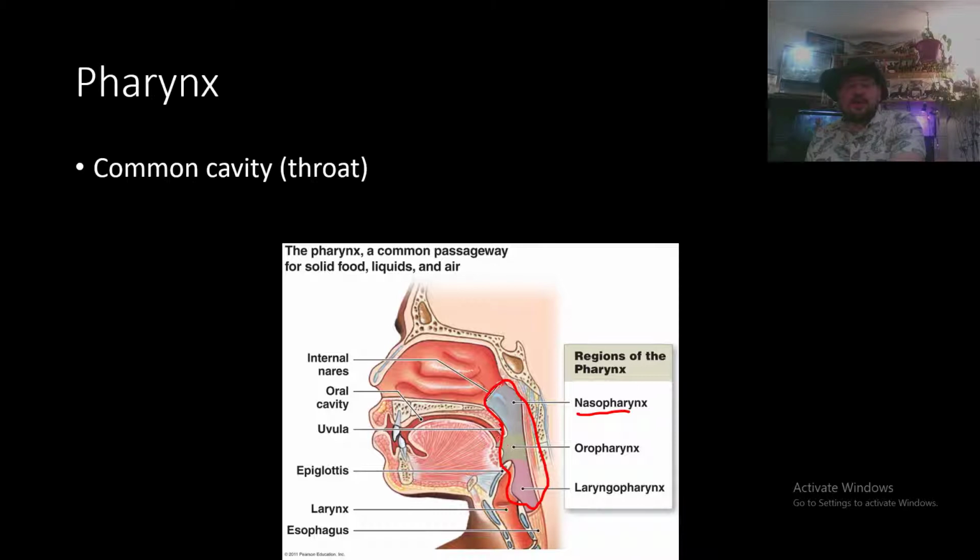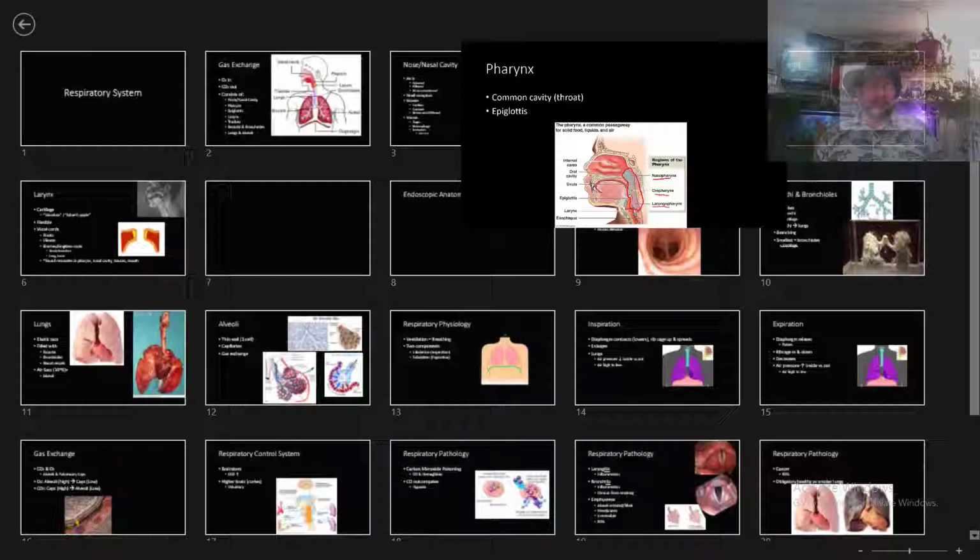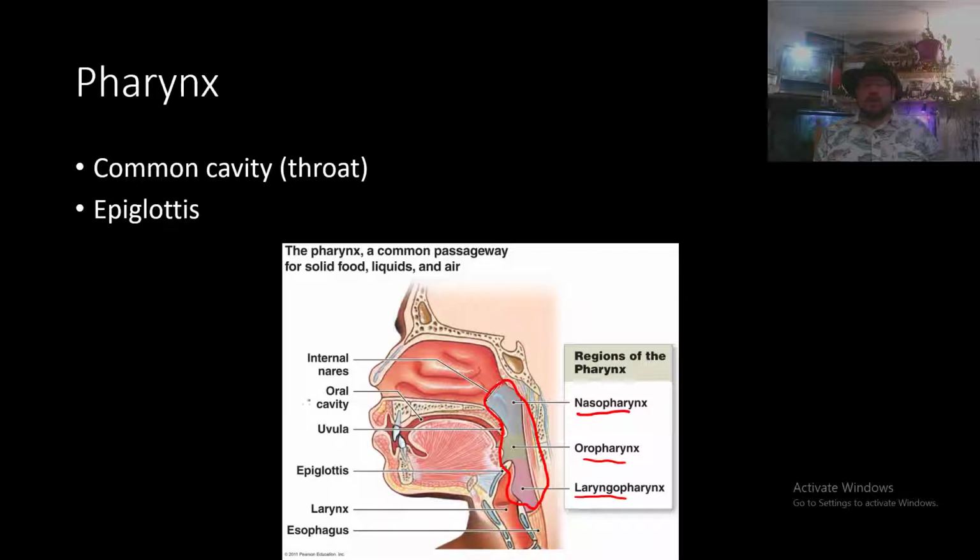Then, connecting up directly behind the oral cavity is the oropharynx. And then at the bottom is the laryngopharynx. The laryngopharynx interfaces with both the esophagus and the trachea.